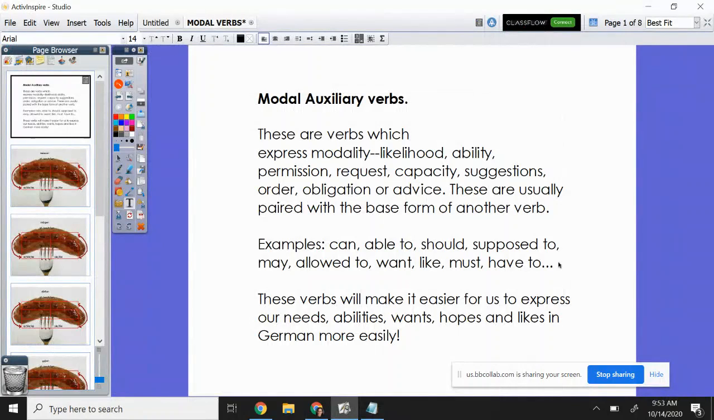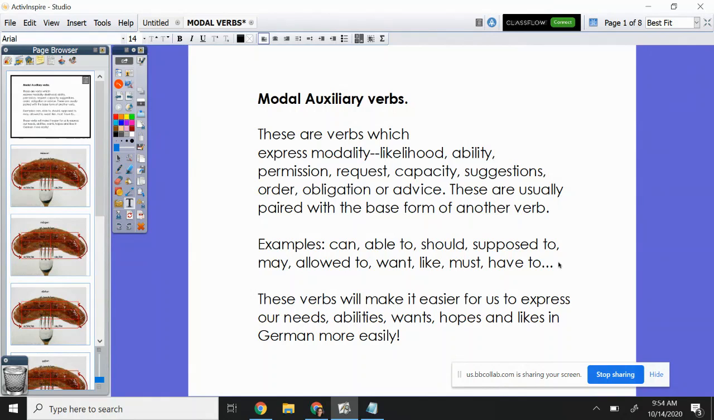About modal auxiliary verbs today. Modal auxiliary verbs are verbs which express modality, which is likelihood, ability, permission, request, capacity, suggestions, order, obligation, or advice. And these verbs are usually paired with the base form of another verb.